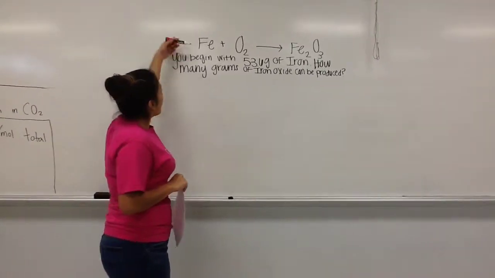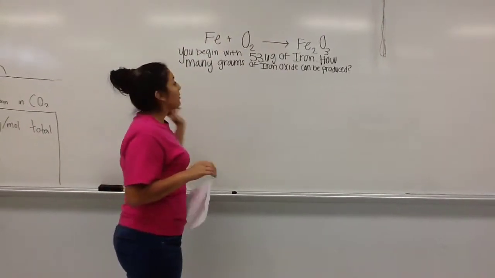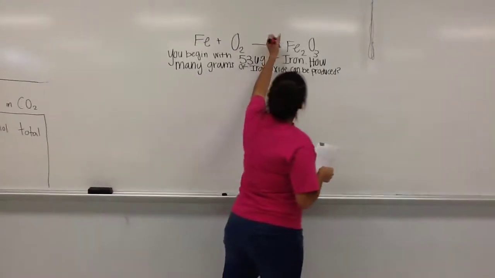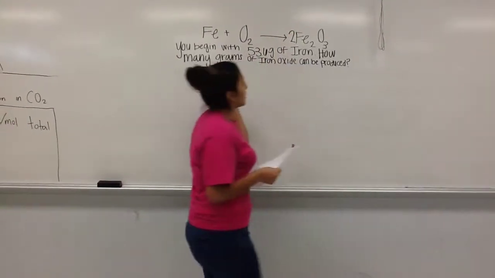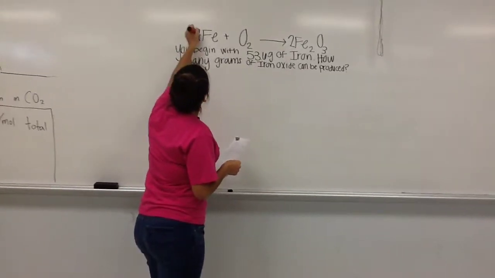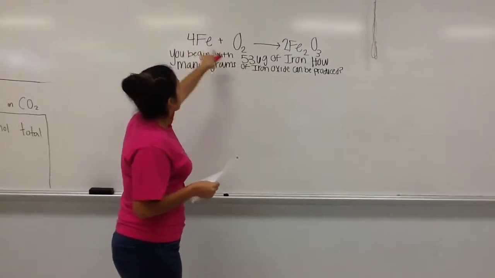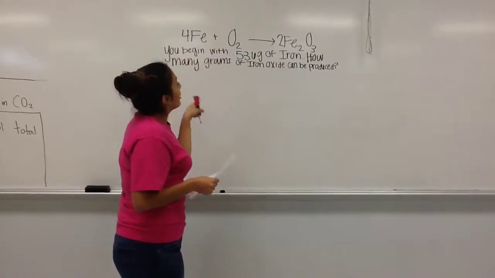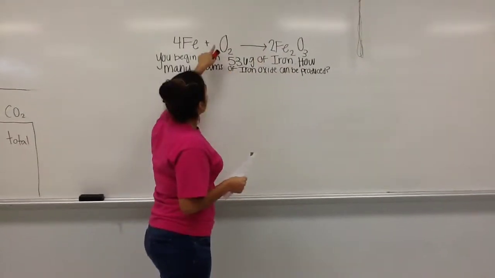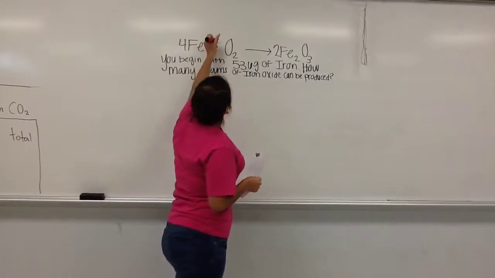Well, they give you an equation up top. To start off, you have to balance out the equation first. So we would put a 2 in front of iron oxide, and then a 4 in front of iron, and that balances out the irons. Now you move on to the oxygen, and there's 6 on this side, so there has to be 6 on this side. So that would be a 3.